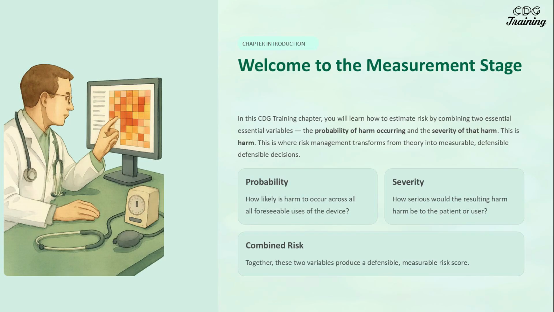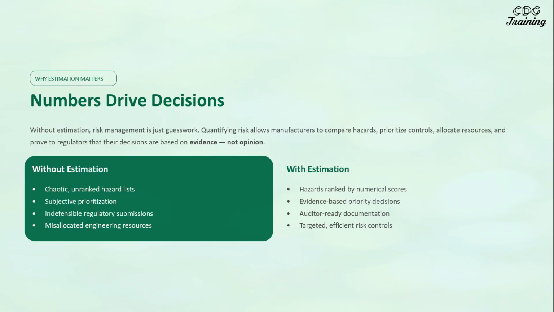In this training chapter, you'll learn how to estimate risk by combining the probability of harm occurring with the severity of that harm. This is where theory meets practice to produce measurable, defensible decisions. Without estimation, risk management is guesswork. Quantifying risk allows for evidence-based decisions, prioritizing controls, and allocating resources effectively.